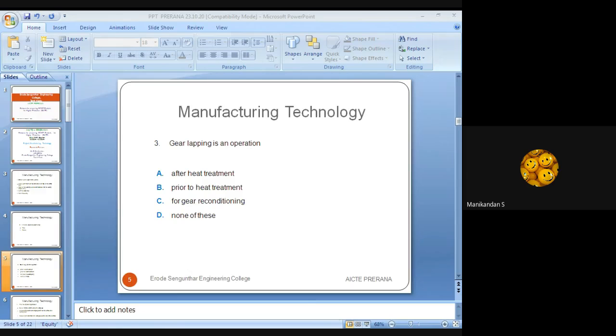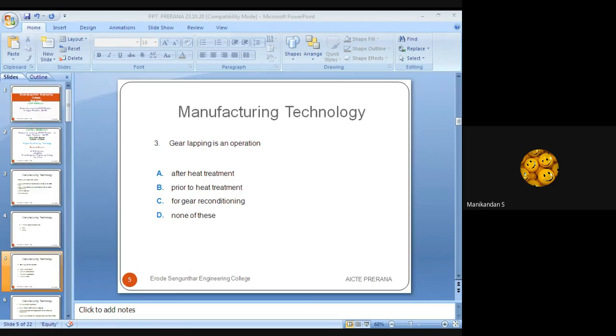Okay, after the heat treatment has been done, the gear lapping operation we have to carry out. Because why? What is the need of it? We use the surface hardening process to achieve high hardness at the outside surface of the gear. After that, the gear lapping operation is introduced to polish and finish the external surface of the gear. That is the major purpose of gear lapping.